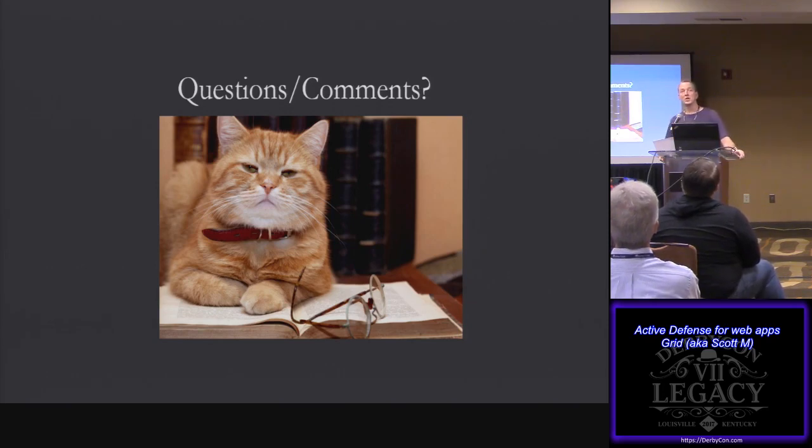Other questions? Yes. Where in the development life cycle do you implement these changes? All the way down at dev or up closer to prod? Okay, the question was, where do we implement these active defense changes? Closer to when the code is being initially written or closer to production?